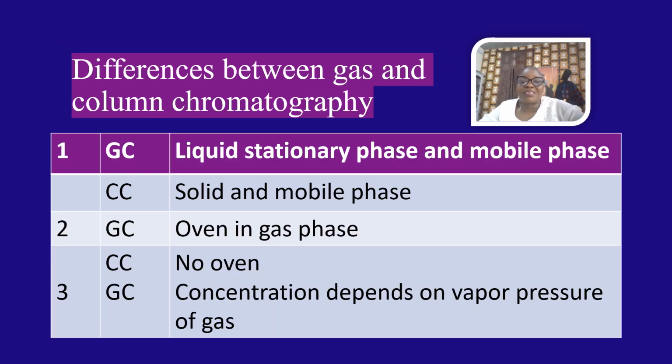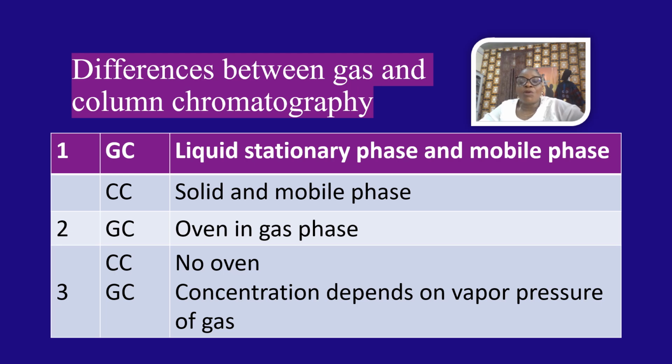Share with your friends. What is the difference between gas and column chromatography? Earlier in one of our videos, we talked about column chromatography. Gas chromatography is in principle similar to column chromatography, but has several notable differences. First, the process of separating the compounds in a mixture is carried out between a liquid stationary phase and a gas mobile phase, whereas in column chromatography, the stationary phase is a solid and the mobile phase is a liquid.